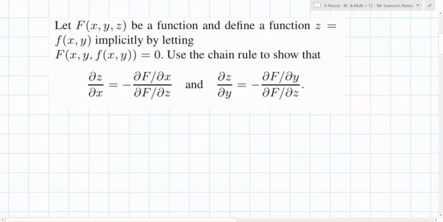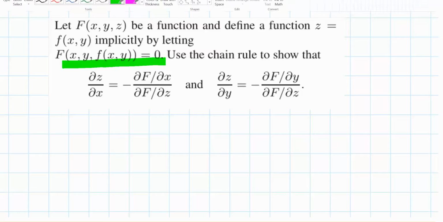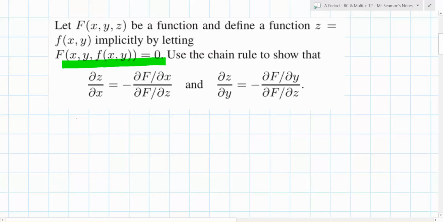part, and then I usually forget to actually pay attention to this. It gives you how to start this. It says by letting f of x, y equals 0. So it's setting that whole thing to 0. So effectively what you have is a function f written in terms of what variables? X, y, and what? Z. And what is z written in terms of? X and y. Are you with me so far?